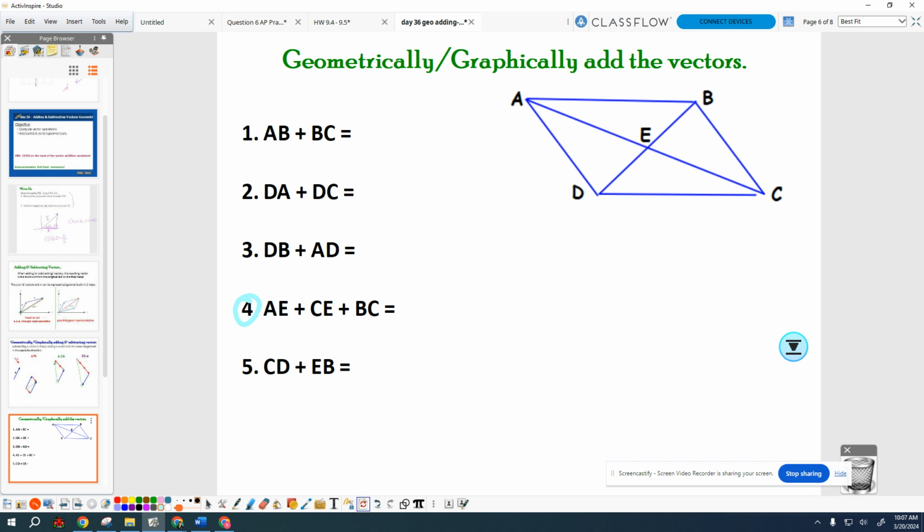So if we just do A to E, C to E, and B to C, somehow I need to add them together correctly. AB. You gotta be careful. A to E and C to E. What's going on there? They connect. They cancel each other out.